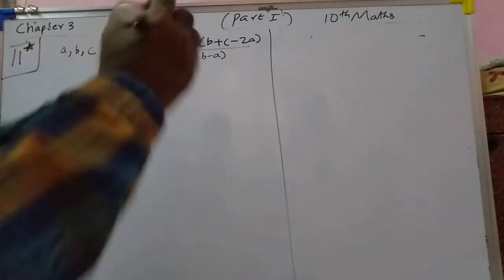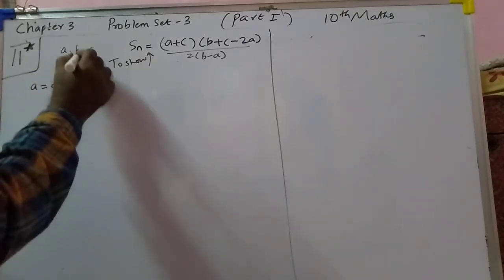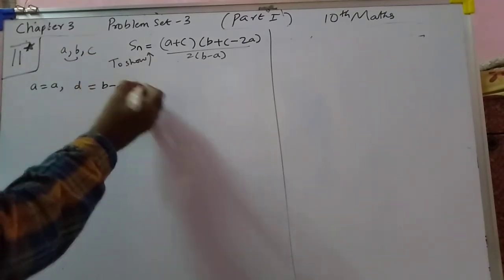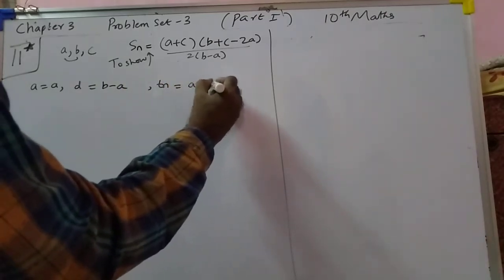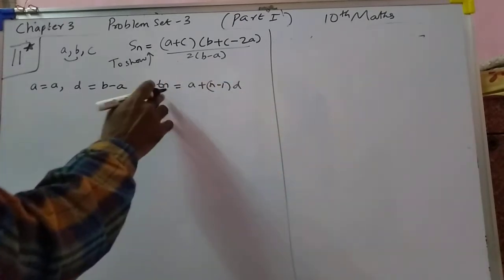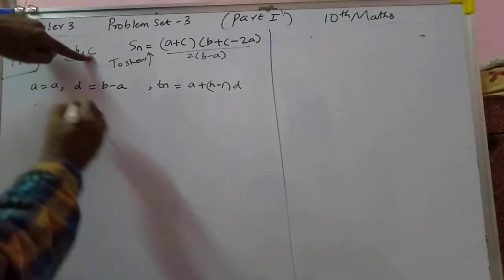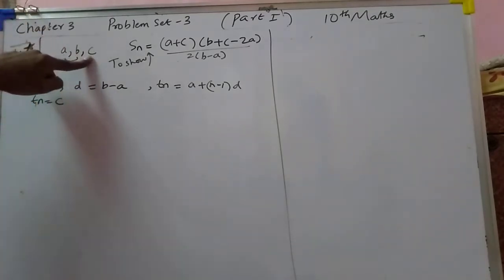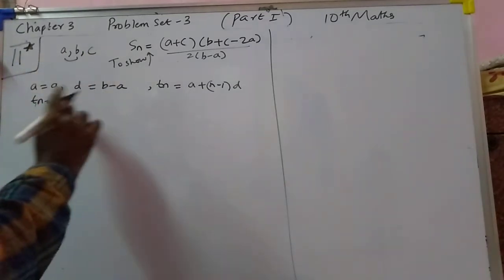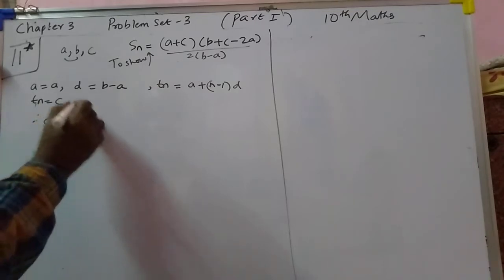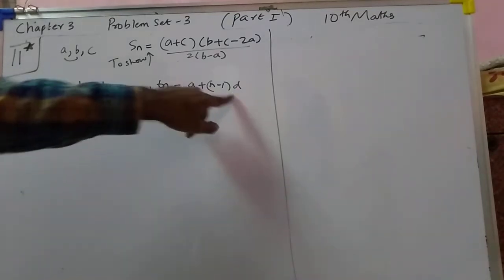So here the first term is a, the second term is b, and the common difference is b minus a. Now we have the formula Tn is equal to a plus (n minus 1)d, so we'll put it here. Tn is nothing but c, the last term. Therefore c is equal to a plus (n minus 1) into d, where d is b minus a.